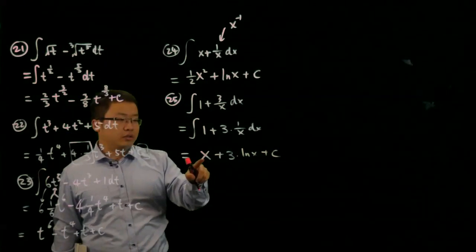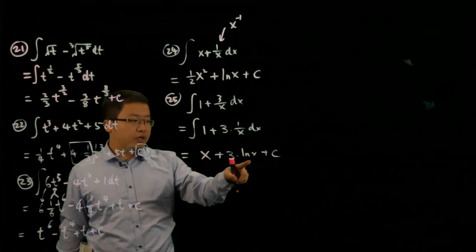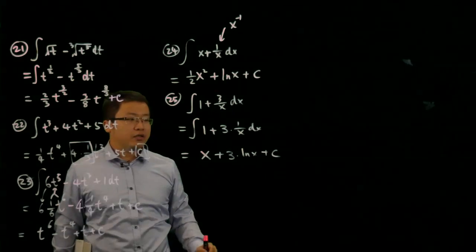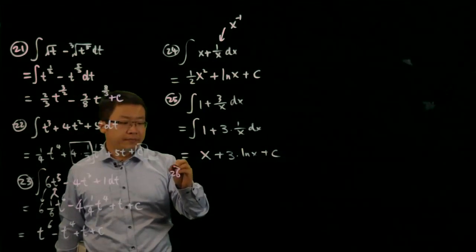Now when we go backward, the derivative of x is 1, and the derivative of 3 ln x is 3 times 1 over x, and that checks out. So this is your antiderivative.